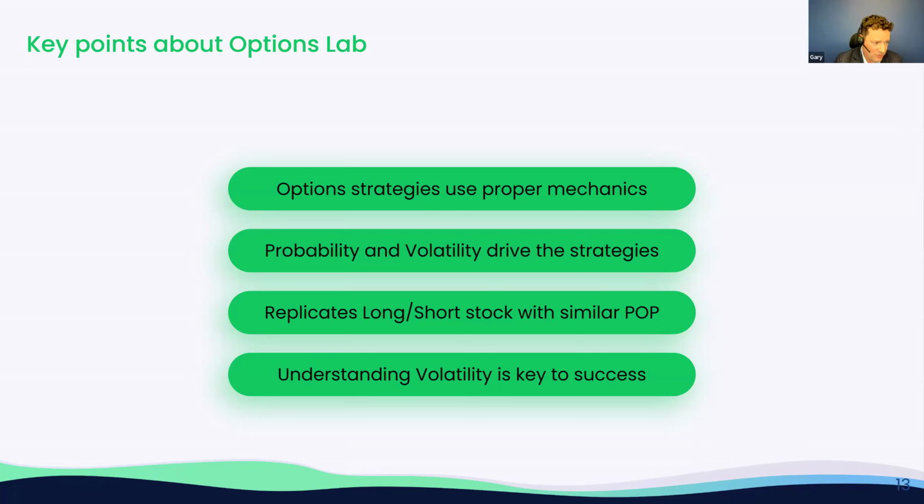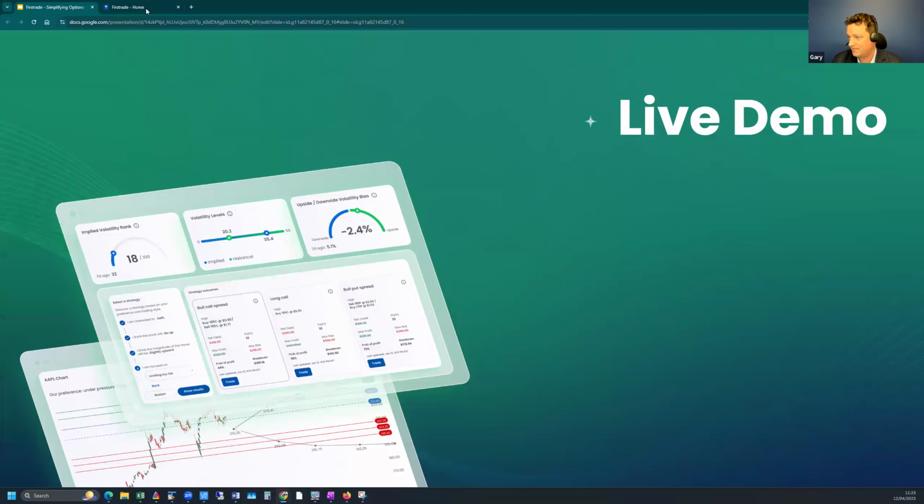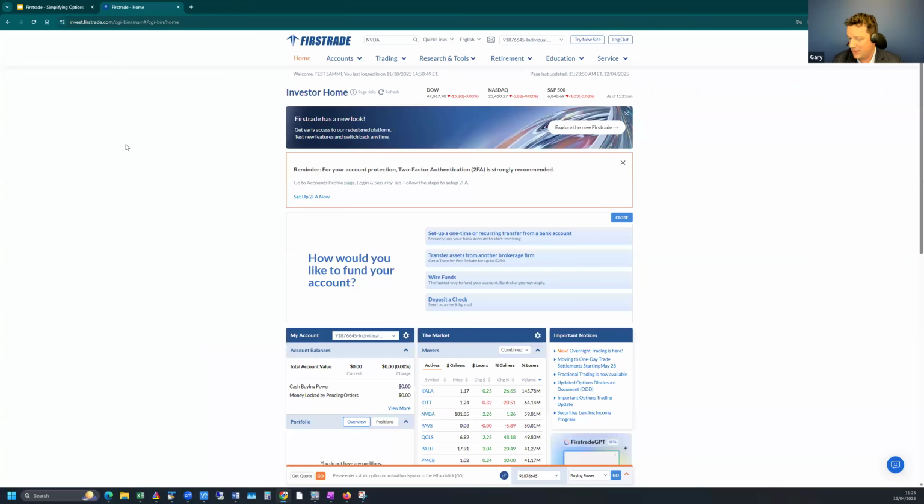Okay, so now we'll go play with it a bit in the next few minutes. I won't take up too much of your time because you really have to play with it to understand. But for the live demo, I'll just switch into it now. I'm going to refresh to make sure I'm still logged in. And here we are in the main page of Firstrade.